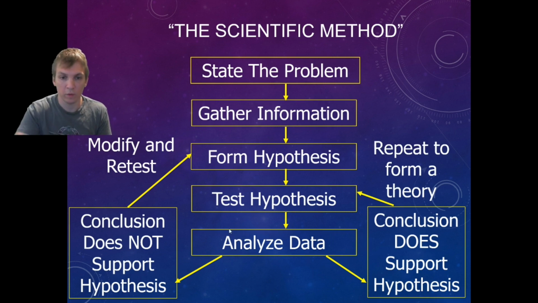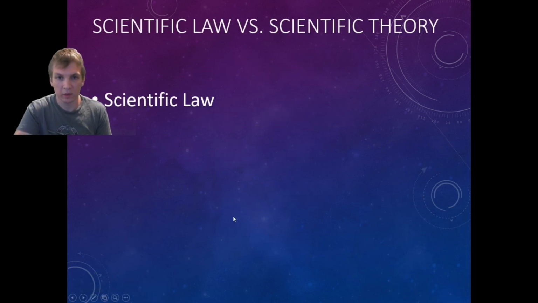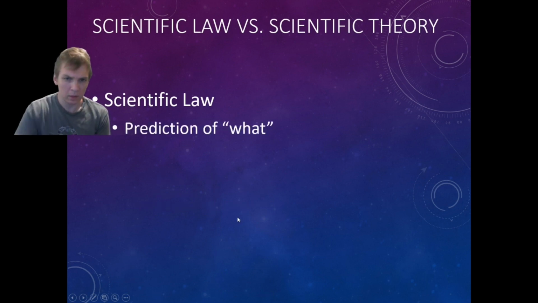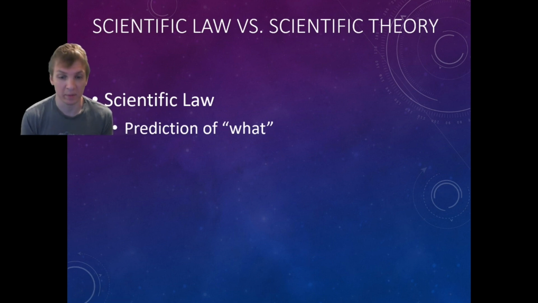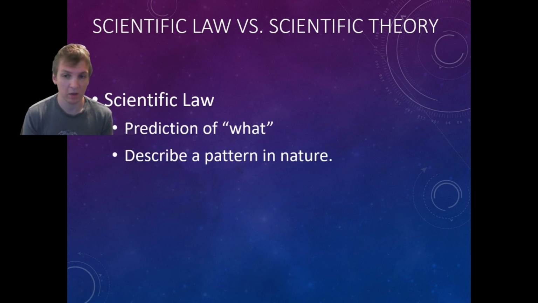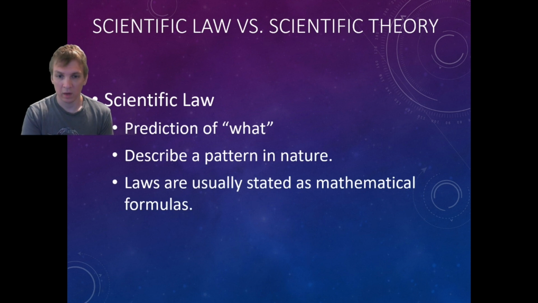All right, so moving forward, let's take a look at the difference between a scientific law and a scientific theory. So a scientific law is the prediction of what happens. Oftentimes when we have a scientific law, it describes a pattern in nature. And one note that I have here is that laws are universally stated as mathematical formulas. Usually a scientific law is mathematically proven.